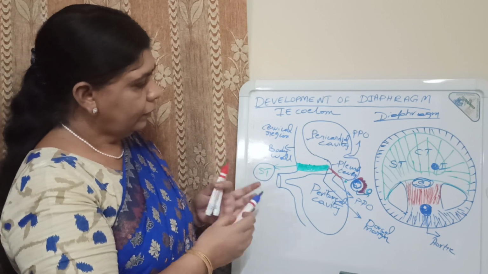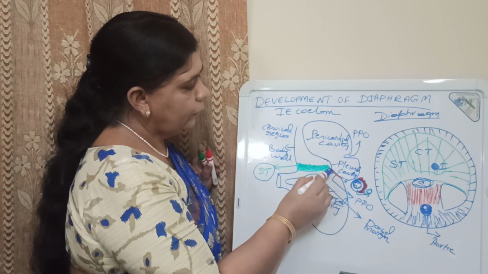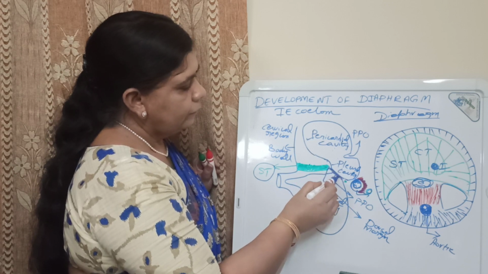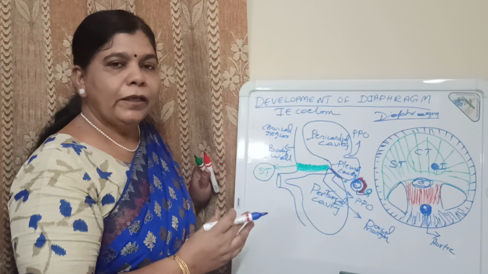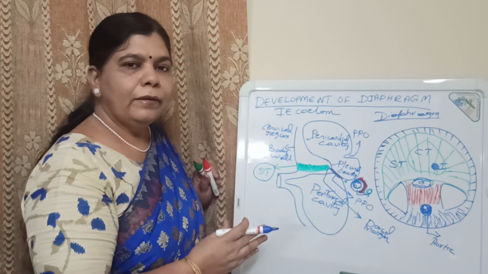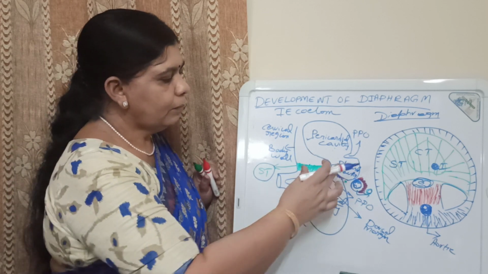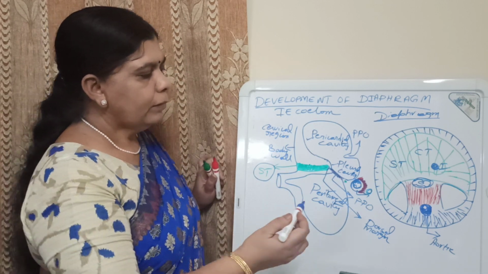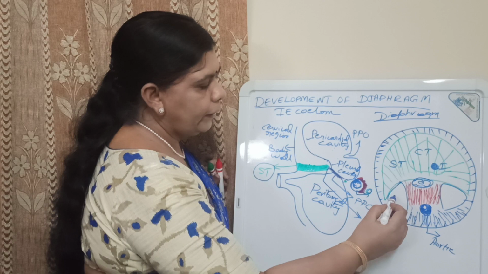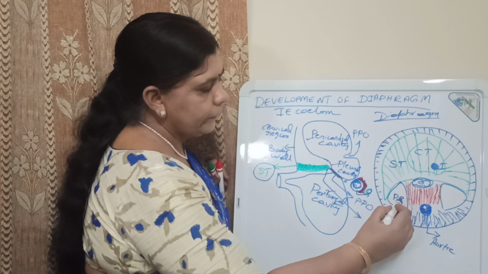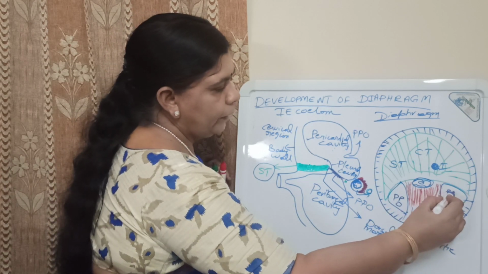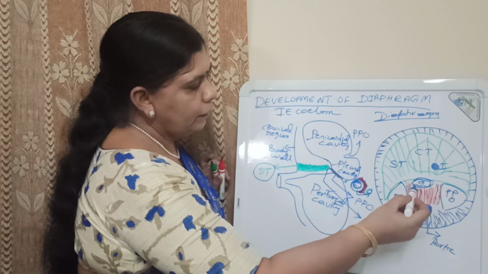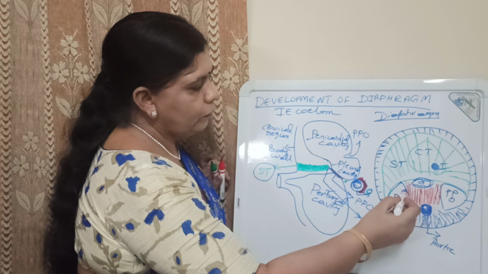So we will give it the blue color, pleuroperitoneal membrane. When the pleuroperitoneal membrane forms, only then is the pleural cavity separated from the peritoneal cavity. If you come to this diagram, this is the pleuroperitoneal opening. It is present on either side of the esophagus.